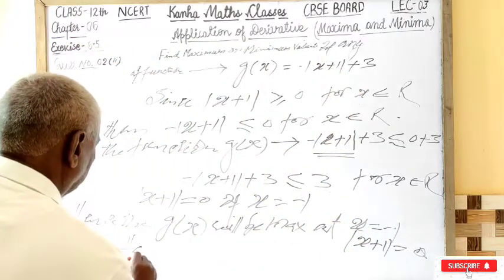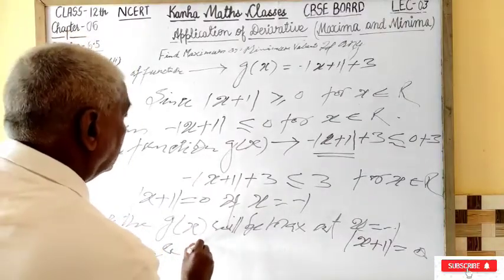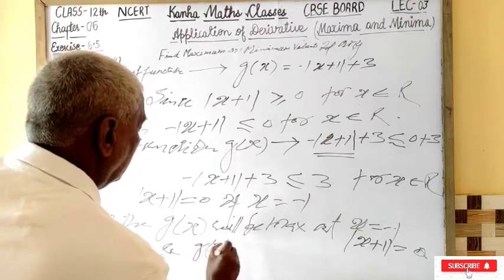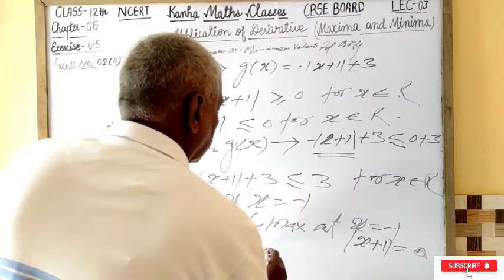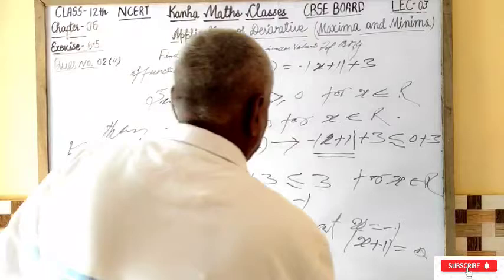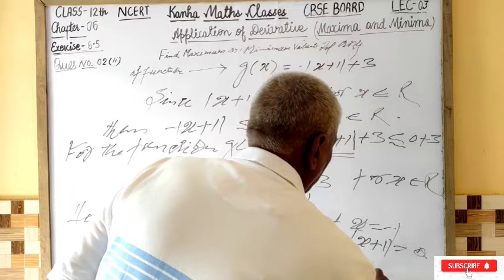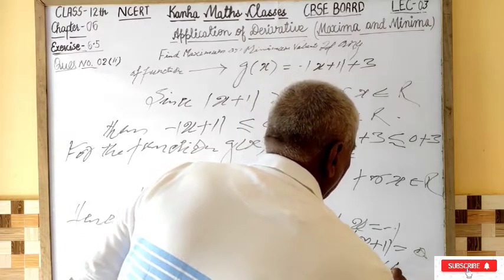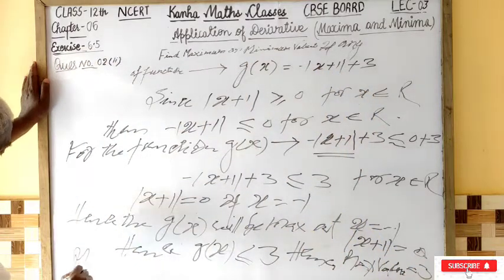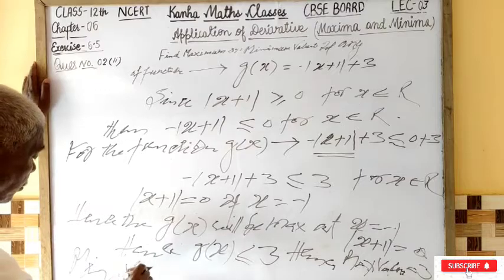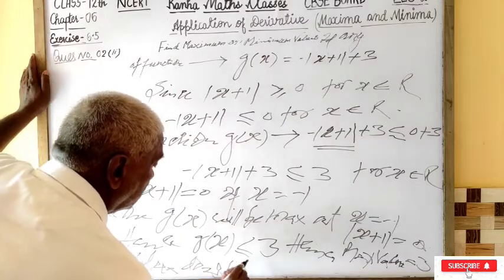Hence g(x) will be less than or equal to 3. Hence, maximum value is equal to 3. Minimum value doesn't exist.